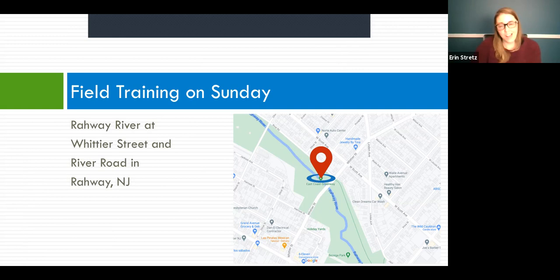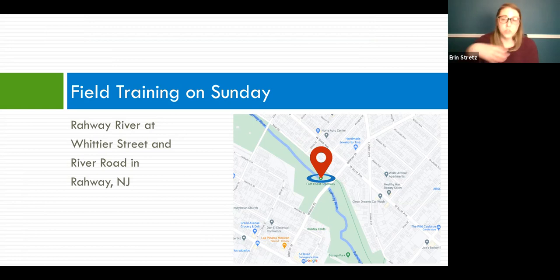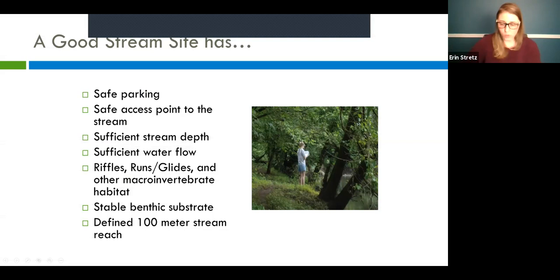Well, I'll just go over this really briefly, and then we can figure out the details later. When we do meet for our field training, I figure that we'll meet at this spot. This is pretty much in downtown Rahway on Whittier Street at the Rahway River. So it's where River Road meets Whittier Street in Rahway, and there's street side parking along that area and lots of grass for us to spread out and accommodate the most people.